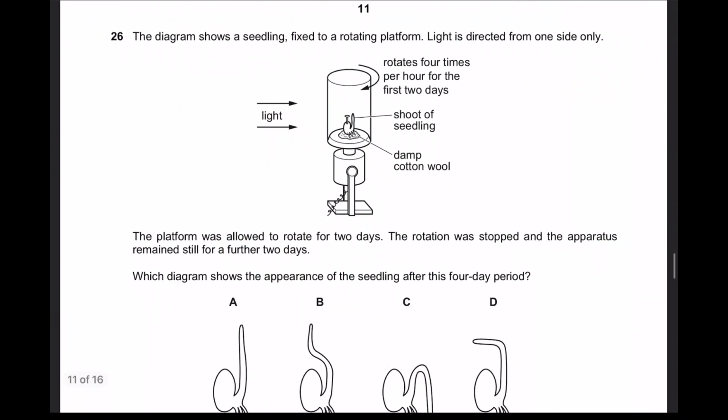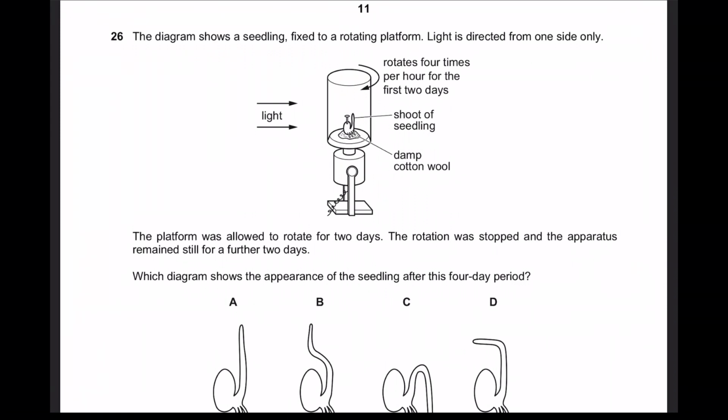Next question. The diagram shows a seedling fixed to a rotating platform. Light is directed from one side only. The platform was allowed to rotate for 2 days. The rotation was stopped and the apparatus remained still for a further 2 days. Which diagram shows the appearance of the seedling after this 4-day period?